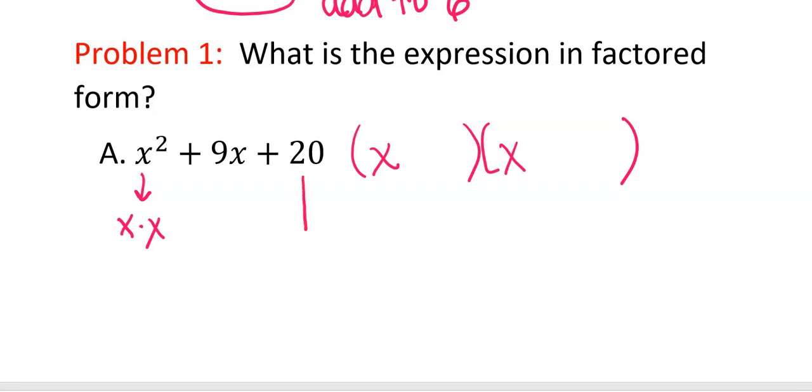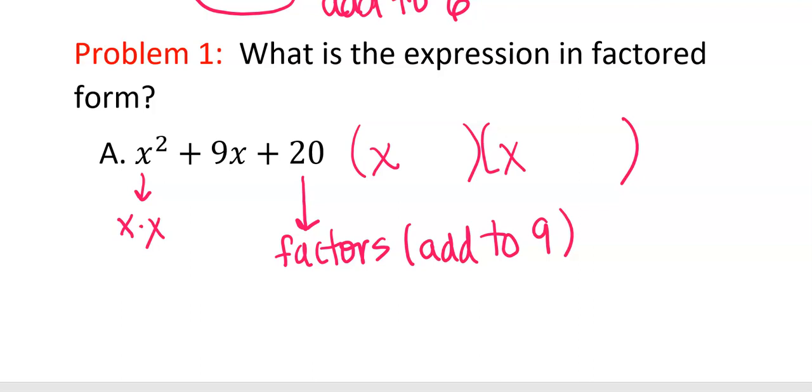Okay, so here are the factors that I need, and they need to add to 9. If you know it, put them in. If you don't, then you have to start thinking, what are factors of 20? For the next one, I'll probably just ask if anybody knows it.